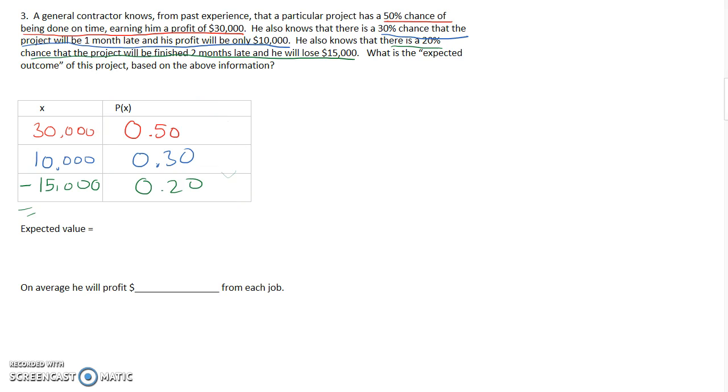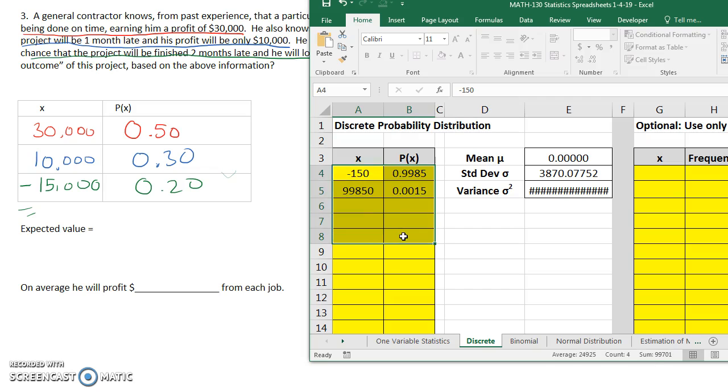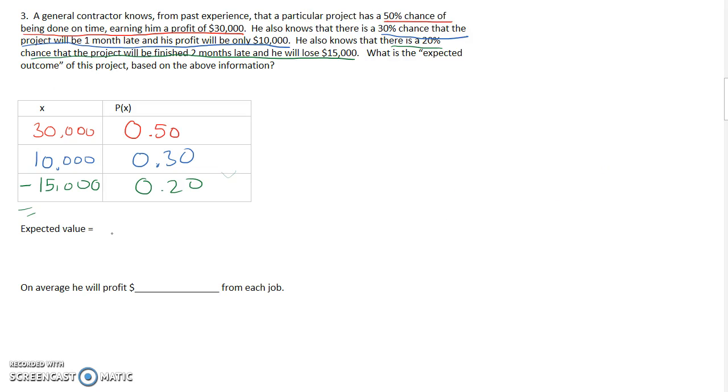Now, to calculate the mean, what we're going to do is we're going to clear out this table in Excel, and we're going to fill in these values, 30,000, 10,000, and negative 15,000. Please don't forget, the one thing I notice with students is that they tend to forget the negative for a loss. And this is going to be 0.5, 0.3, and 0.2. So the expected value of this policy is, sorry, I clicked off of that a little quickly. The mean right here is 15,000. So we can expect to profit about 15,000 from each job.